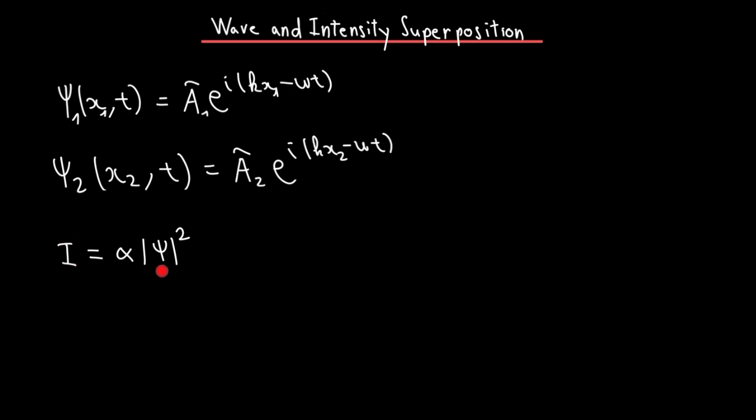And notice here that the modulus squared is not a linear operator. Remember that when two waves meet, the total amplitude is just the sum of the amplitude of each function. And this is due to the linear property of the wave equation. However, the modulus squared is not a linear operator, unlike the wave equation. So we will see that intensities act quite differently.